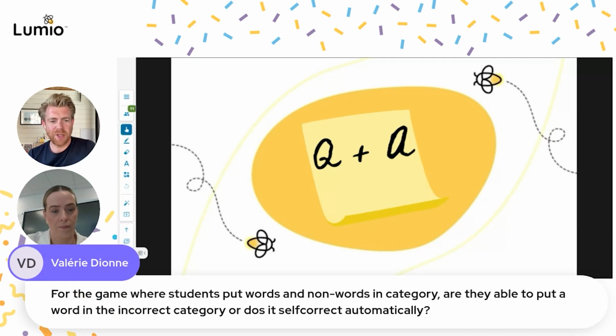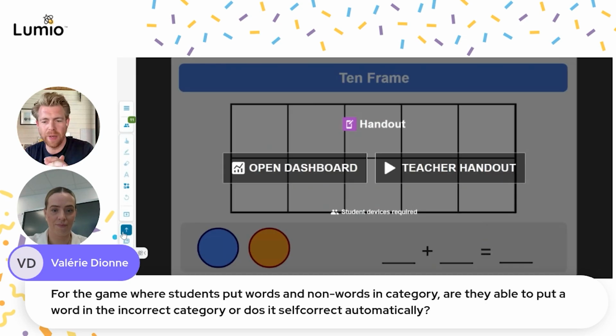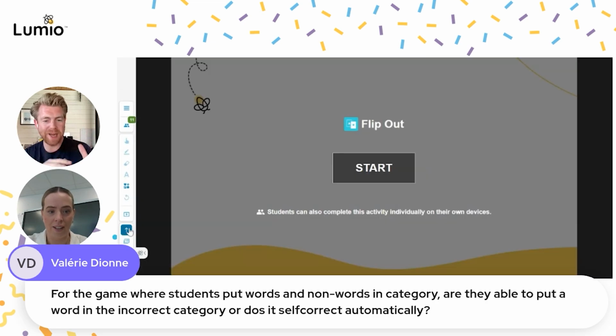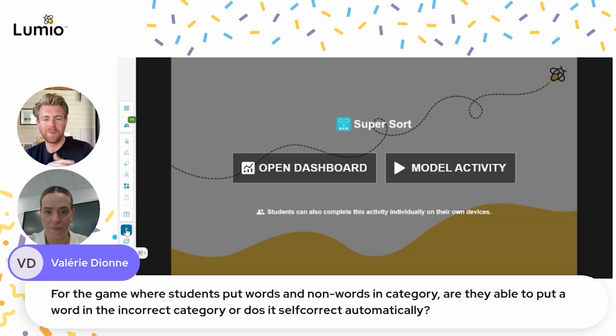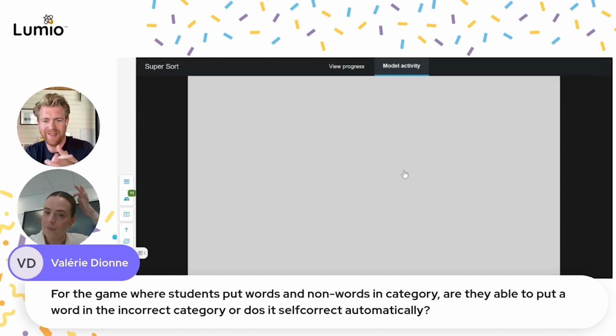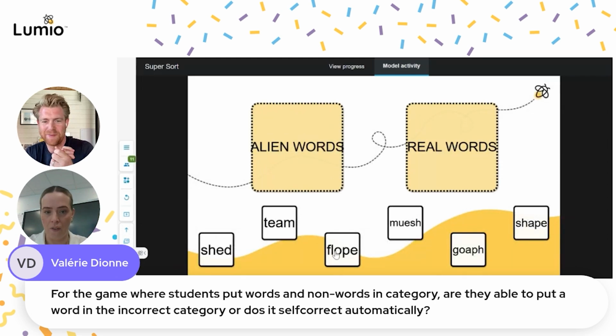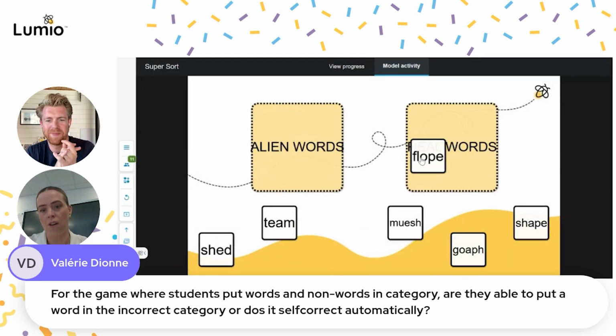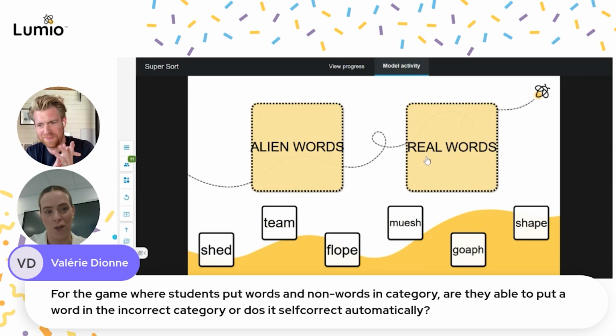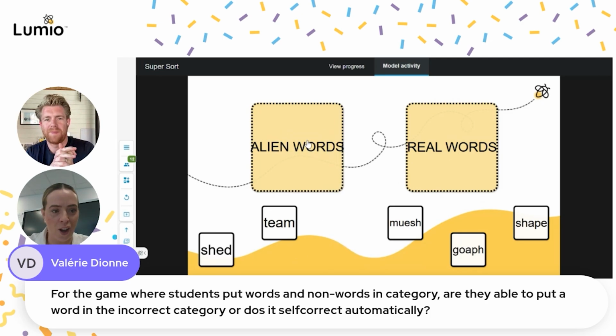Awesome. Yeah, definitely. So just a question that's popped up here. For a game where the students put the words and non-words, like the alien and real words, into categories, are you able to put the words in incorrect categories? Let me just show you. So here we've got flope. If I put it into the real words, it doesn't let you. It shakes it and takes it back. So then they might have just mispronounced it, or they might not have blended properly. So then they can just try again and go to the flope.